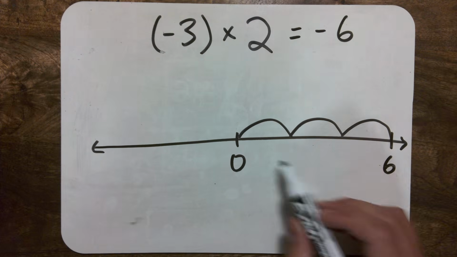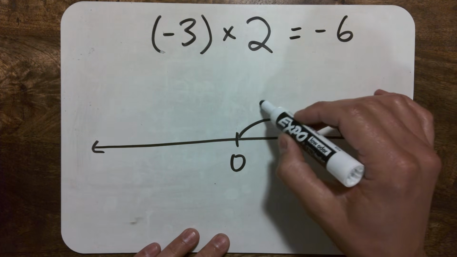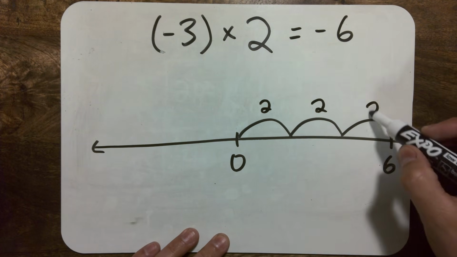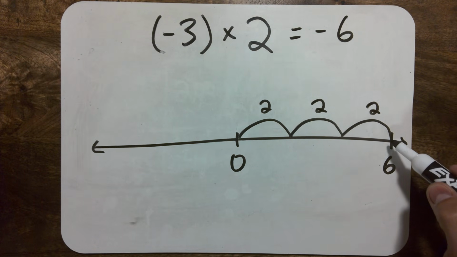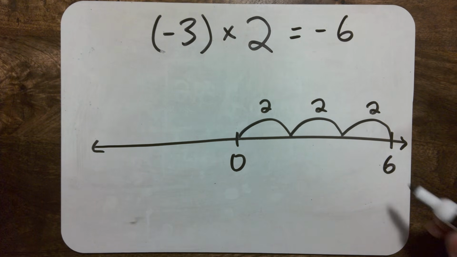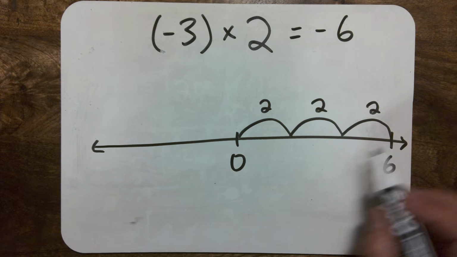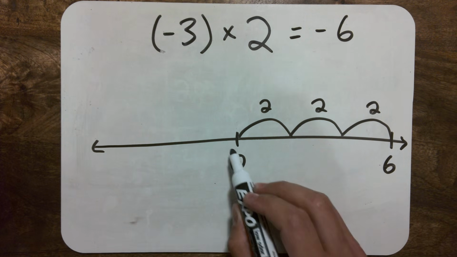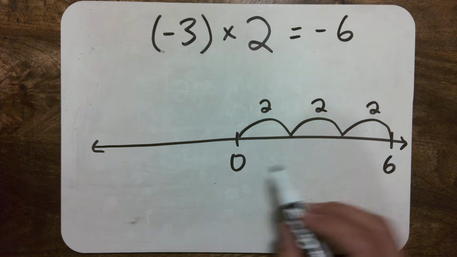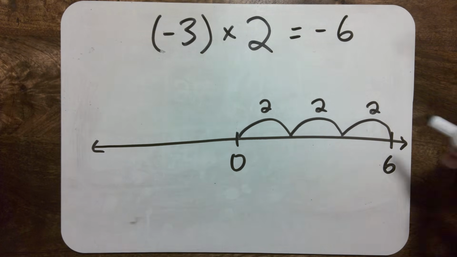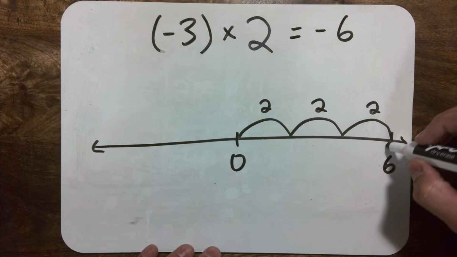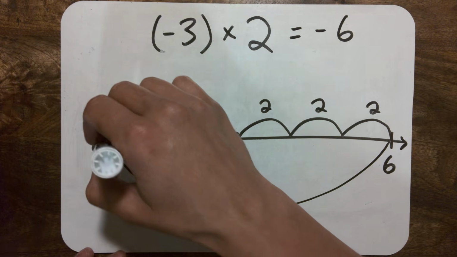Right here, I have 3 groups that each have a size of 2. That goes 2, 4, and 6. So this is 3 groups of 2. I want the opposite of 3 groups of 2. So I want to be on the opposite side of 0 on my number line, the same distance from 0, but on the opposite side. That's what this number line model will look like.